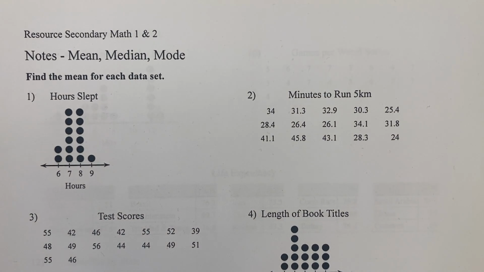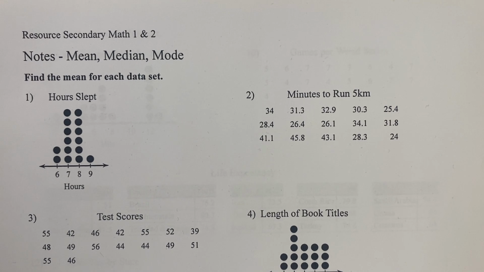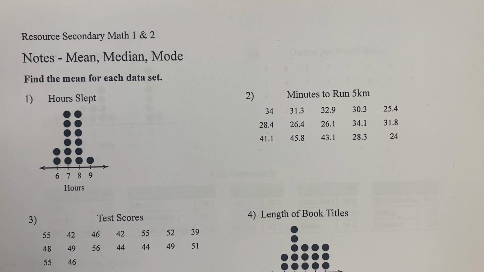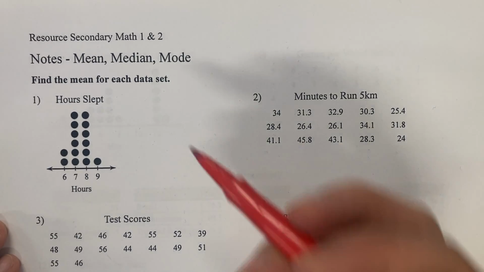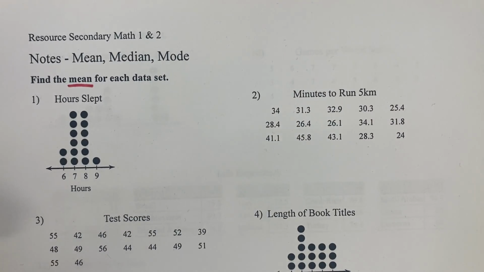All right. We are going to be starting our statistics unit, so we will be talking about mean, median, and mode today. Okay, so the first thing we want to do is define what these words actually mean. Okay, so for numbers 1 through 4, it's asking us to find the mean for each data set.